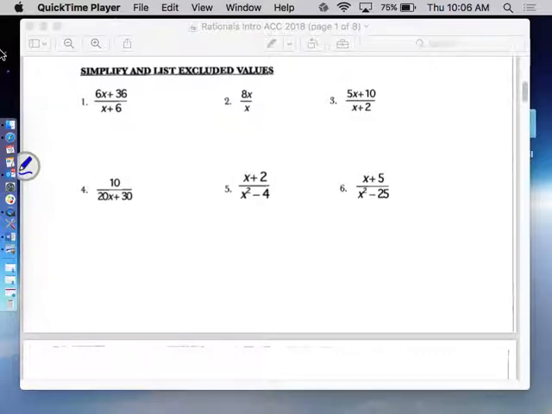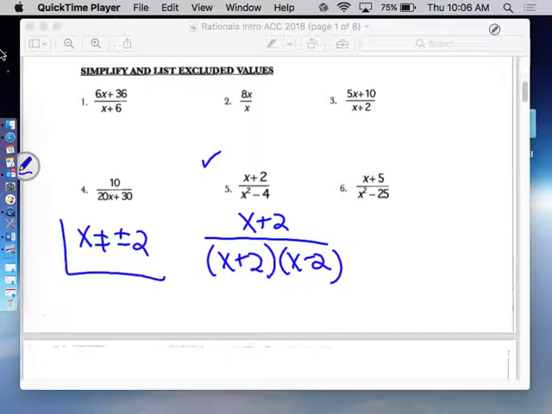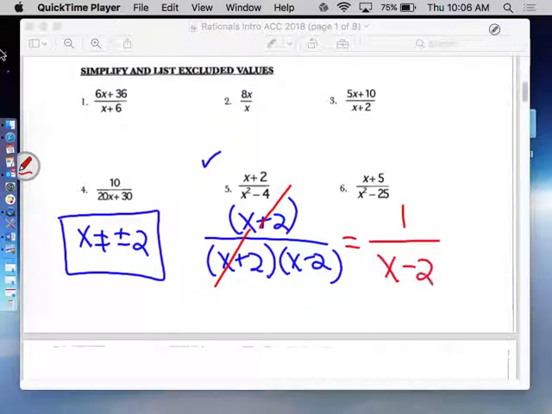Looking at a problem like number 5, I need to first factor my denominator so that I can list the excluded values. So my excluded values would be positive and -2. X is not allowed to equal +2, x is not allowed to equal -2. And then comparing for simplification purposes, the binomial x plus 2 occurs in both the numerator and the denominator. So my simplified answer would be 1 over x minus 2 for a problem like number 5.